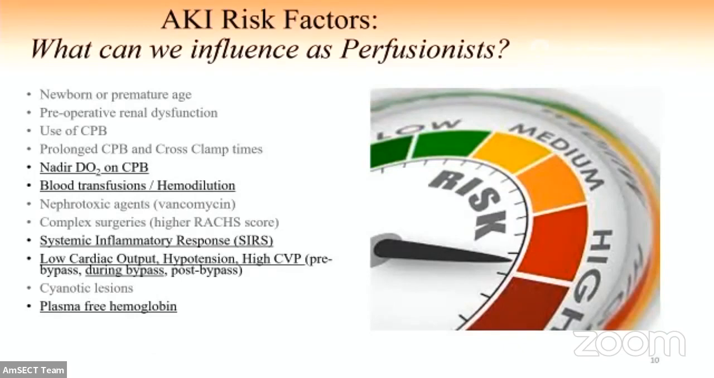So what can we influence as perfusionists? Everyone in this room has the power to influence and modify AKI and their practices. So as you can tell from this list, we can't control the age. We can't control pre-existing renal function. Well, we have to use bypass to repair their pathology. Prolonged bypass times and cross clamp? Well, let's get better surgeons or quicker surgeons. That's not going to work. So we can control the nadir DO2.